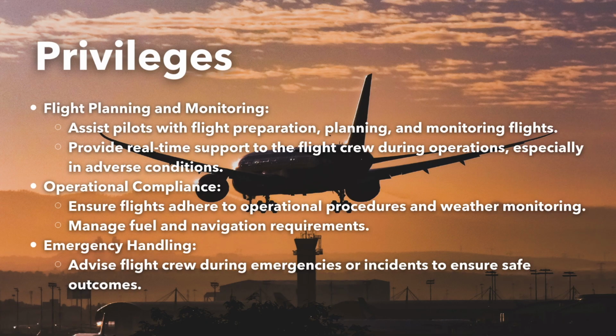The holder of a flight operations officer license is responsible for managing flight operations in compliance with the requirements outlined in ICAO Annex 6. The privileges associated with the license allow the holder to serve as a flight operations officer or dispatcher with responsibility for overseeing various aspects of flight operations, including assisting the pilot in flight preparation and planning, monitoring flights during operation, providing real-time guidance to the flight crew, especially in adverse conditions, ensuring that flights comply with operational regulations and procedures, including weather monitoring, fuel management, and navigation support, and lastly, handling emergencies or incidents by advising the flight crew on the safest course of action based on available information.